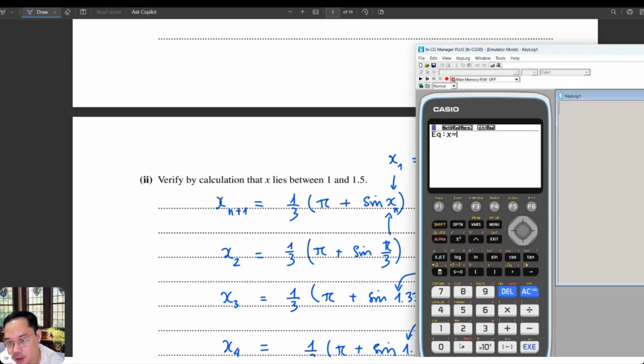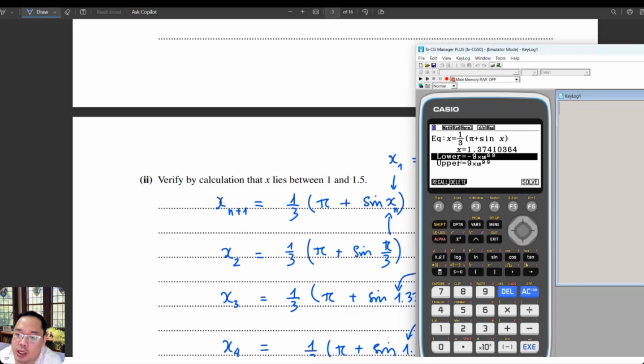Okay, equal 1/3. We need to put the 1/3 inside the bracket, 1/3 and closing the bracket, and then times pi. Shift, the second function, which is the yellow function pi, and then plus sine, where it is here, sine of the angle x in radian. Okay, and close the bracket, and then execute, enter the equation. So now it shows the correct equation, 1/3 pi plus sine x.